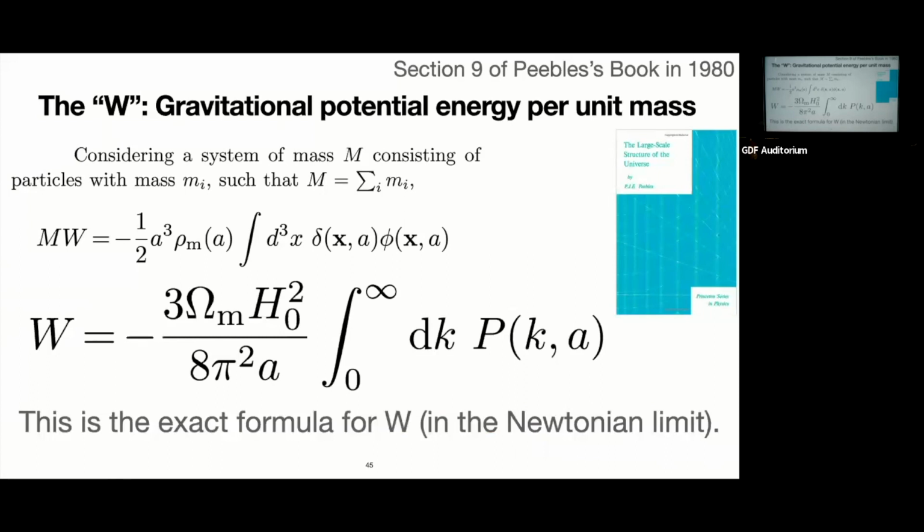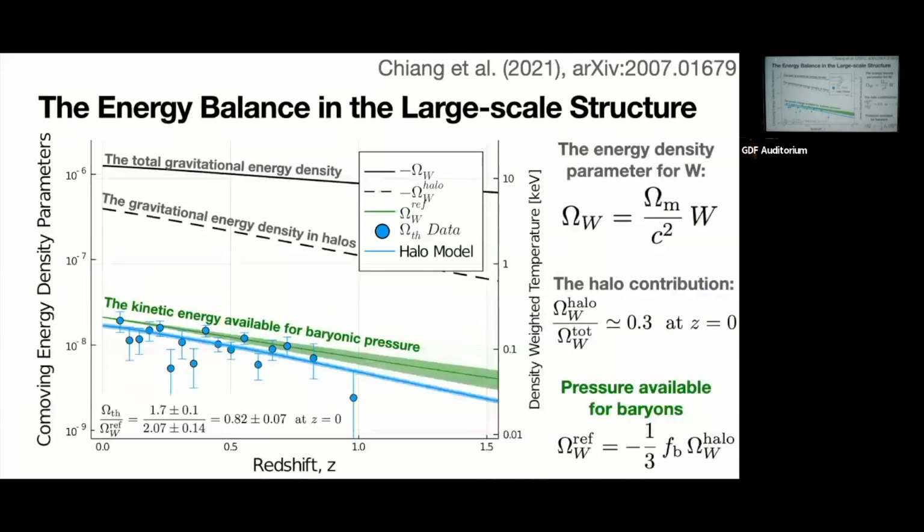So you know what gravitational potential energy you have. And let's compare this to the thermal energy. All right, there you go. So x-axis is redshift. Vertical axis is the comoving energy density of either gravitational energy or thermal energy. Let's start with this. This is the total gravitational energy density available in the universe.